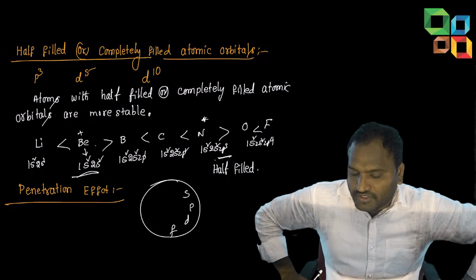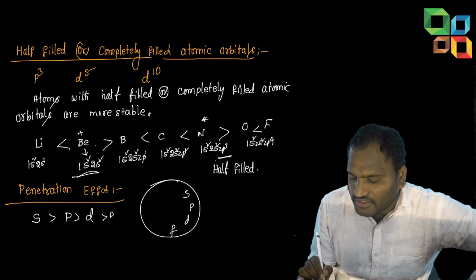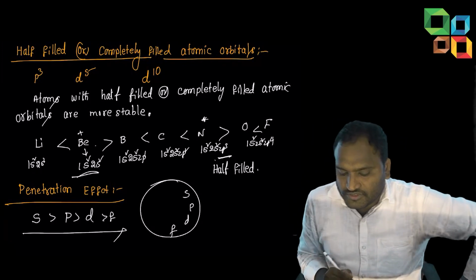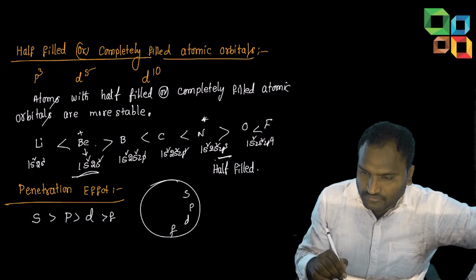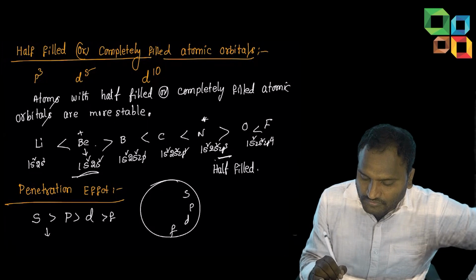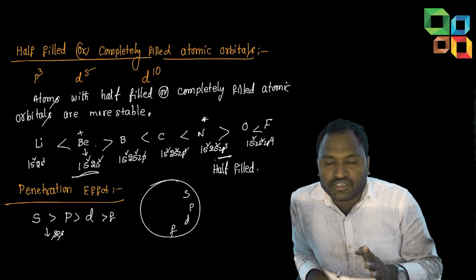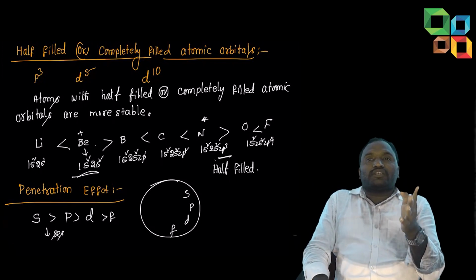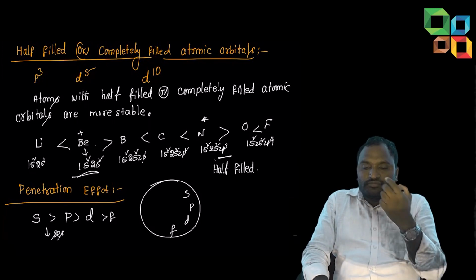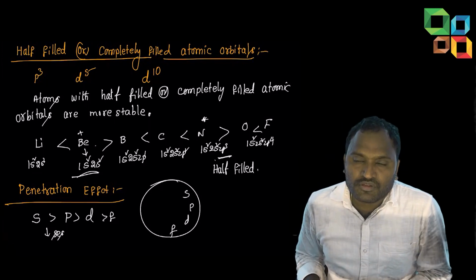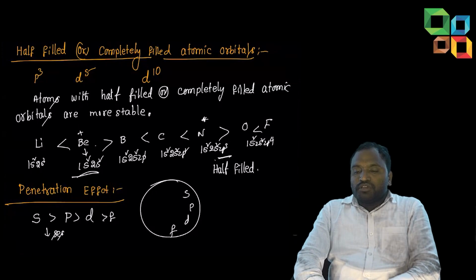This penetrating power of s is greater than p, p is greater than d, d is greater than f. So penetration power decreases. Now in one case, electrons are in s orbital. In another case, electrons are present in p orbital. Which has more ionization resistance? S orbital. S orbital electron needs more energy because s closely penetrates to the nucleus. This is called penetration effect. Penetration effect decreases from s to f.